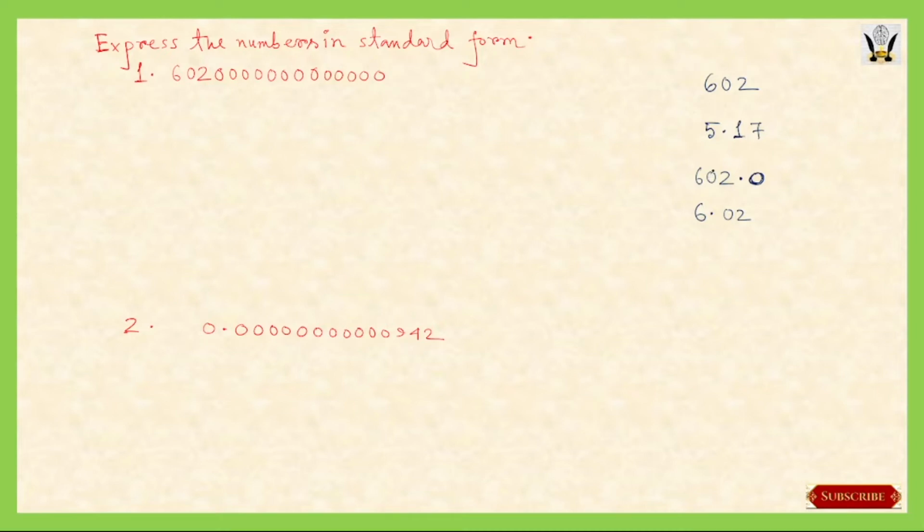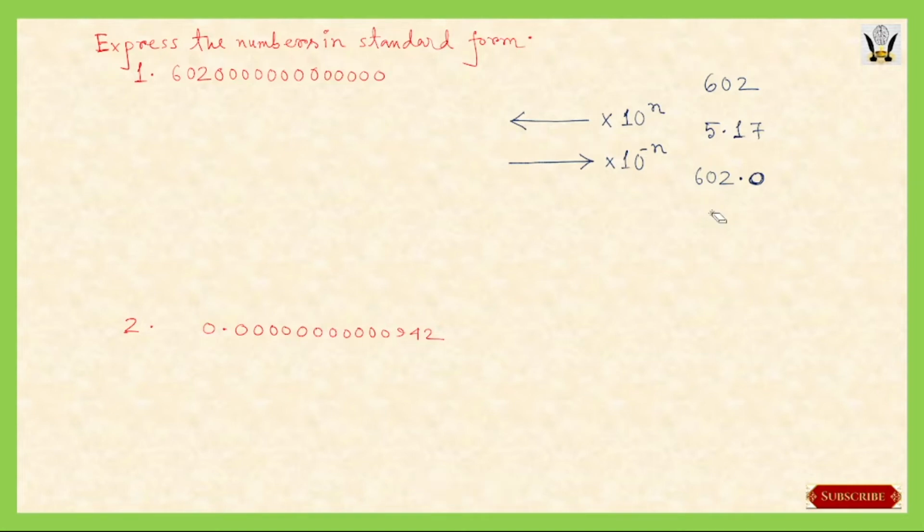But what adjustment do we have to make if we express it as 6.02, the standard form? The rule is, when the decimal point moves from right to left, towards the left, then we will multiply by 10 to the power n. And when the decimal point moves from left to right, towards the right, then we will multiply by 10 to the power minus n. Here, in this plus n and minus n, n represents the number of places by which we are moving the decimal point.